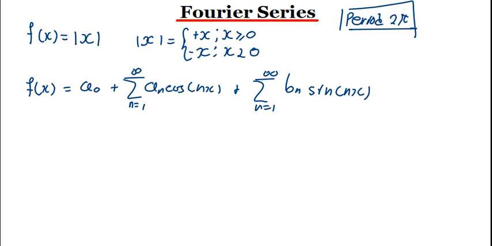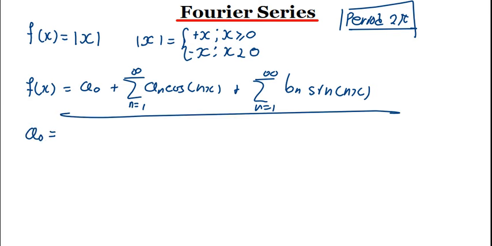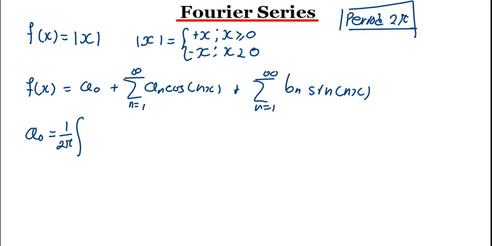So how we find these Fourier coefficients: for a naught, there are also times when this is divided by 2, and you need to pay attention to that. If there's just a naught there, the way you find your a naught is 1 over 2 pi, then you put your period there. It can be from minus pi to pi, or from 0 to 2 pi, of f of x dx.